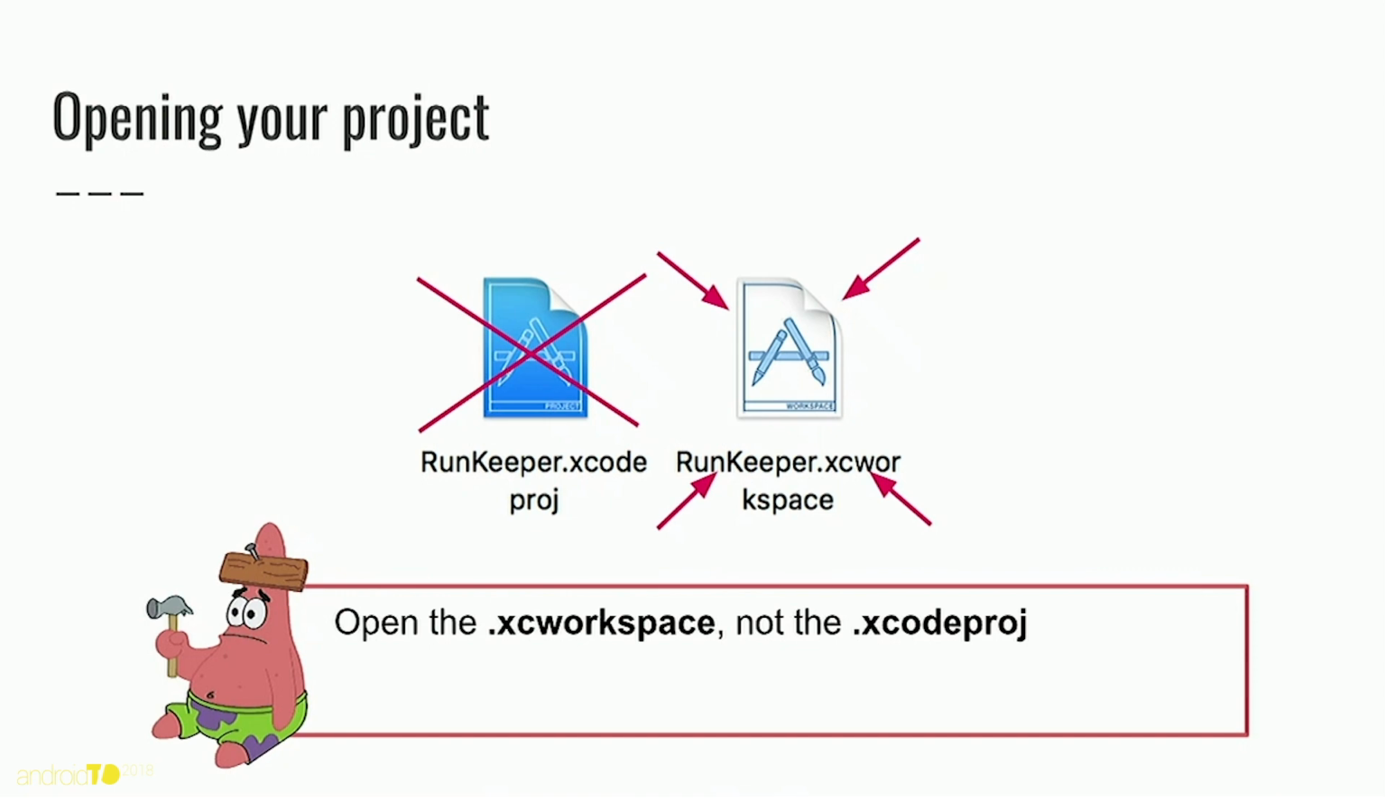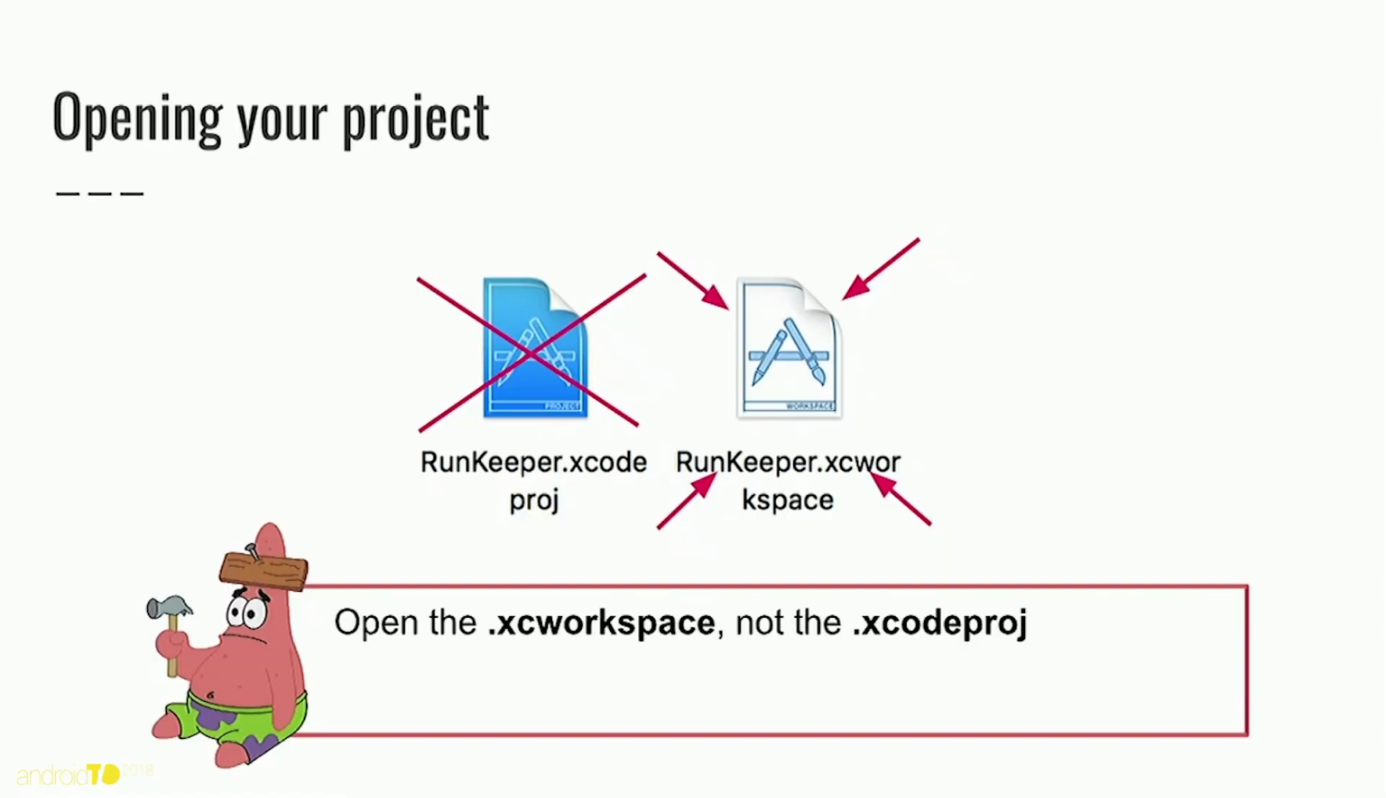So opening your project. You're like, what do you mean opening your project? How hard can that be? Well, the first time I cloned and opened the Runkeeper iOS repo, it was really frustrating. I could not understand why I was getting a boatload of errors. And it turns out the reason why it couldn't build was because I'd opened the Runkeeper project file, which is runkeeper.xcodeproj, instead of the workspace file, runkeeper.xcworkspace.